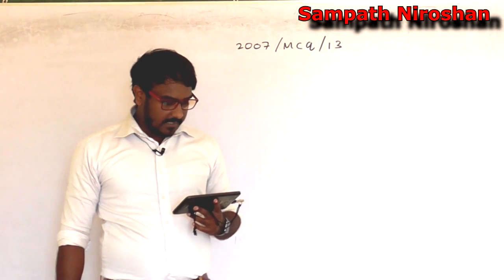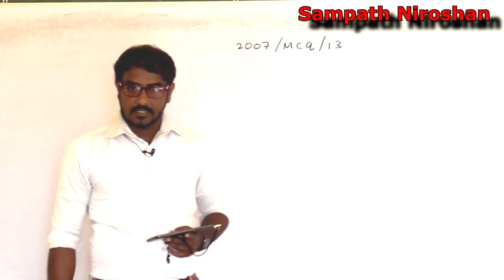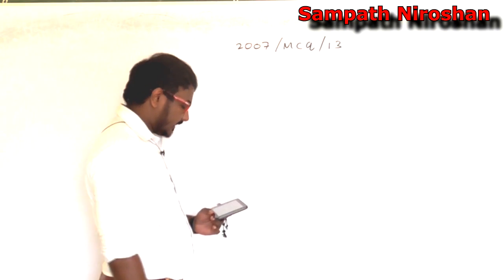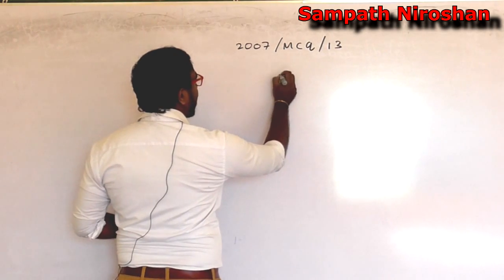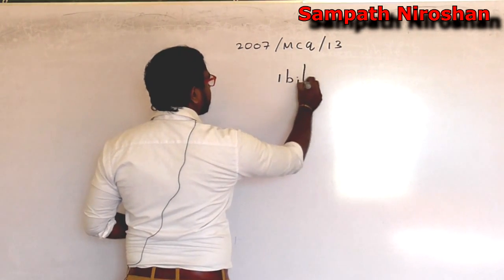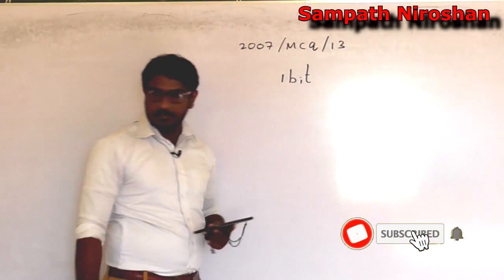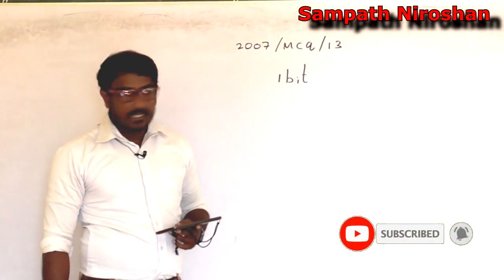The question says, how many bytes are there in a kilobyte. Now, how to measure memory? Measuring memory means the least memory you have is 1 bit. This is the smallest unit to measure memory.